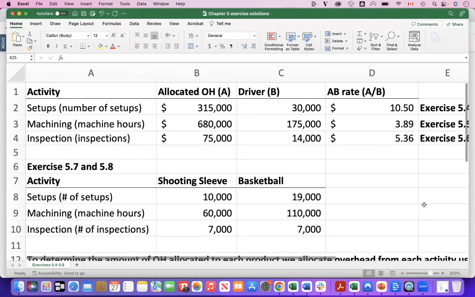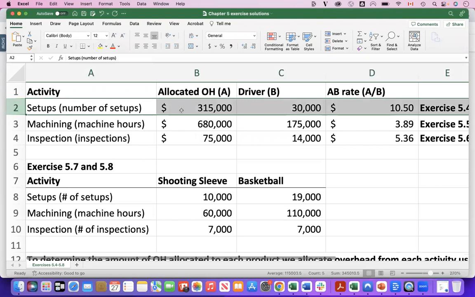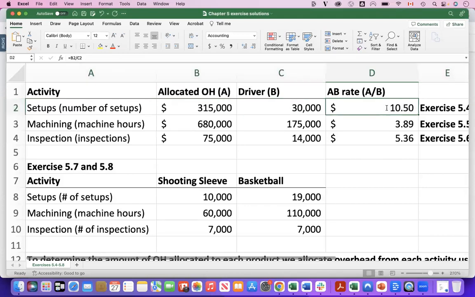The first step, though, when you're doing an activity-based costing problem, assuming they've given you the activities and the drivers, you have to calculate the activity-based rates. And simply how we do that, we take the allocated overhead. So let's look at setups, for example. It was allocated $315,000 in overhead, with the assumption that the driver is the number of setups, and they're estimating they're going to utilize 30,000 setups. Because of that, we're going to get an activity-based rate of $10.50 per setup.